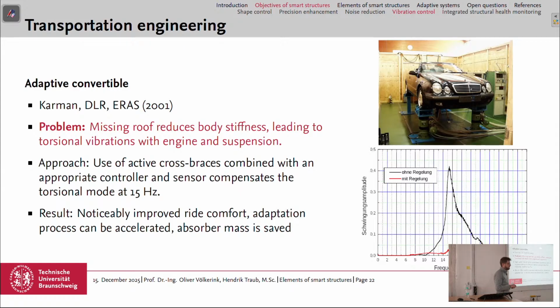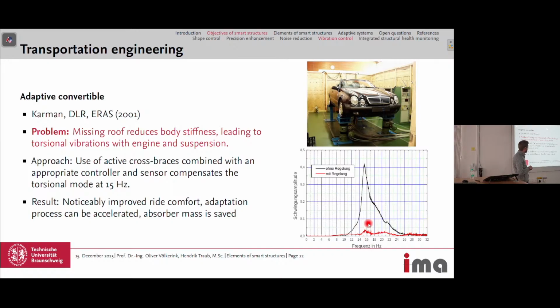I have a graph here. Maybe it's a bit small. So this is the amplitude of the vibration, and here are the frequencies. And in black you can see the vibrations without the control loop. So with the controller turned off, at 15 hertz you have a peak in the amplitude, and with the controller turned on, the peak is gone. So you can control the vibrations at the torsional mode at 15 hertz.